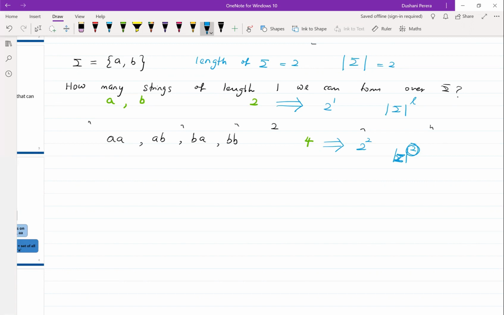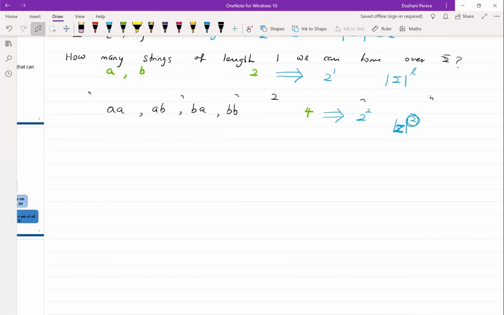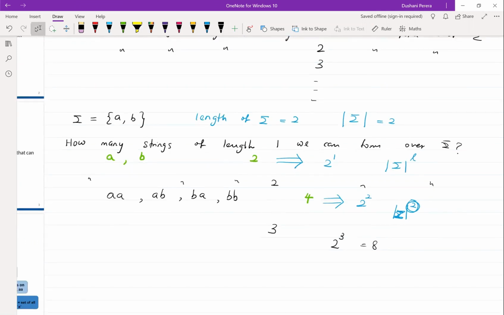Okay, so similarly, by looking at the pattern, you can say that if we come across the next question where we check the number of strings that we can form of length 3, then the answer that we will get is 2 to the power of 3, which is 8. So there will be 8 strings that we can form of length 3. Over which alphabet? Over this particular alphabet.